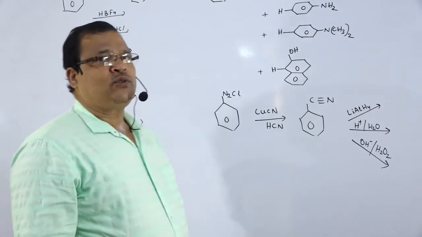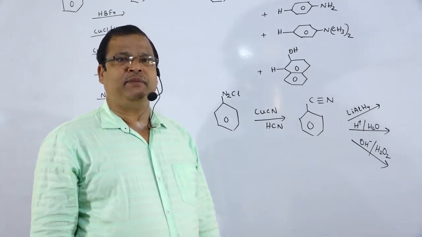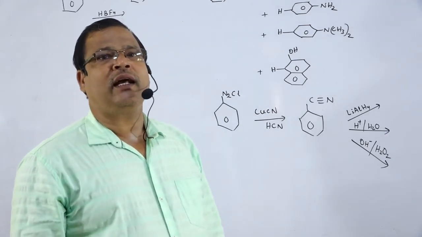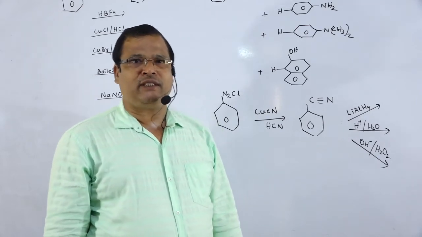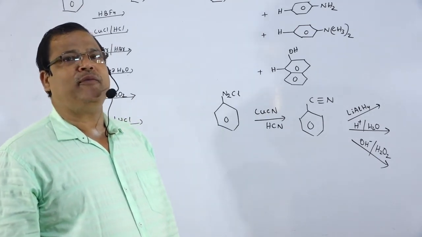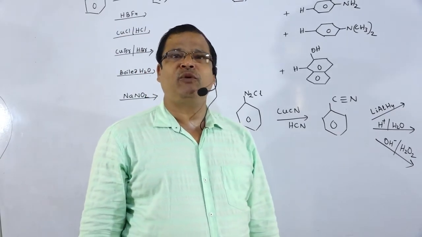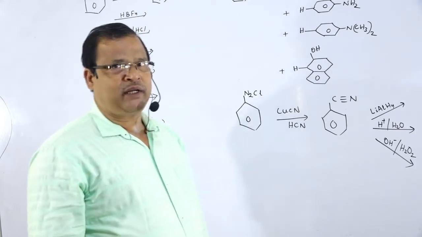In the last class we discussed a very important aspect, that is BDC, its methods of preparation and its synthetic uses. BDC, that is benzene diazonium chloride, is very important in the synthesis of so many aromatic compounds. We have discussed some of these properties.